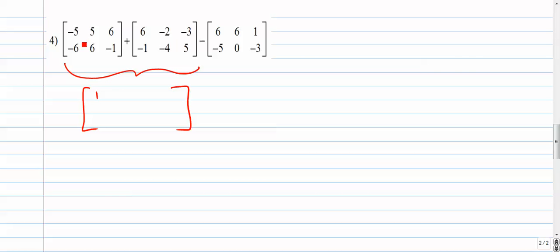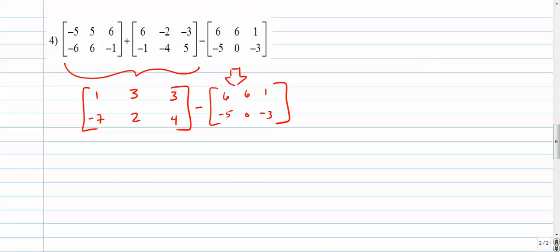Negative 5 plus 6 is positive 1. 5 plus negative 2 is 3. 6 plus negative 3 is 3 as well. Moving down here, negative 6 plus negative 1 is negative 7. 6 plus negative 4 is 2. Negative 1 plus 5 is 4. And then we're just going to take this thing right here and bring it right down. So this is a 6, negative 5, 6, 0, 1, negative 3.